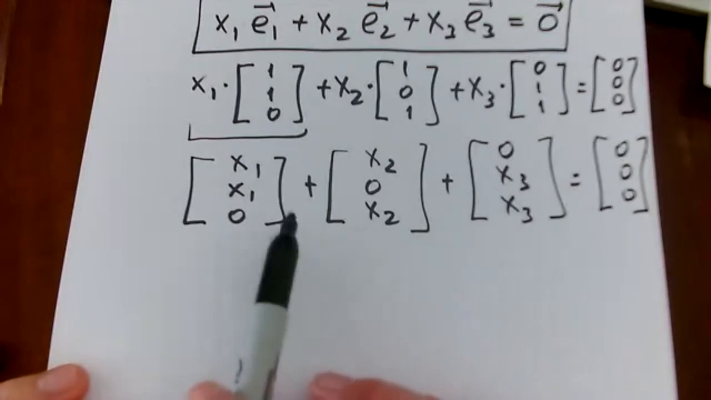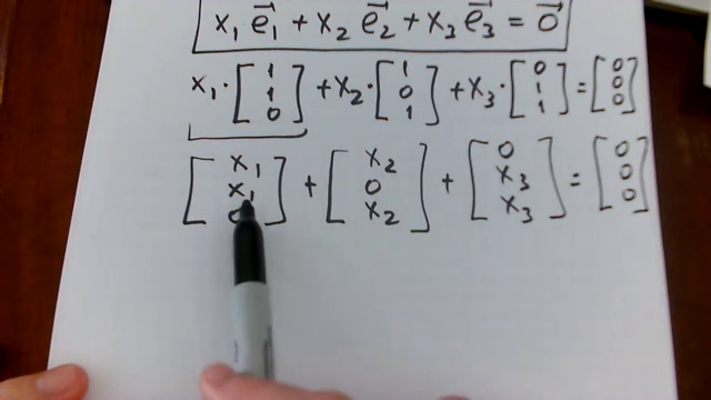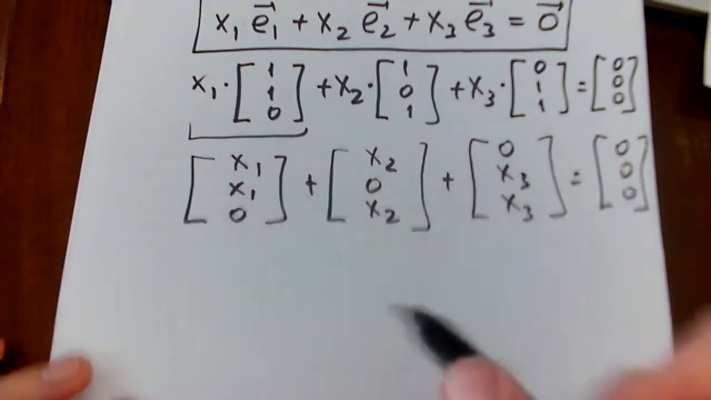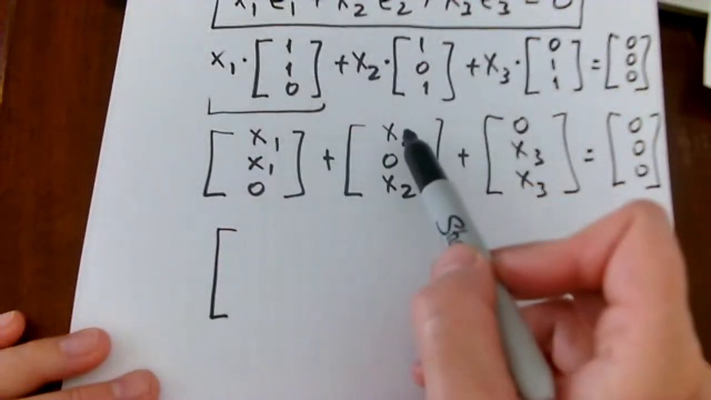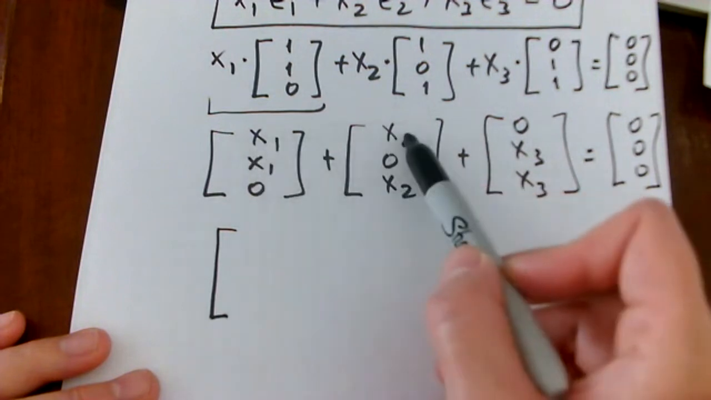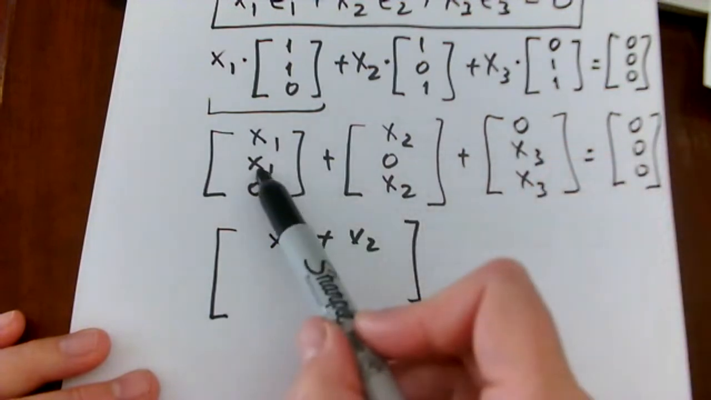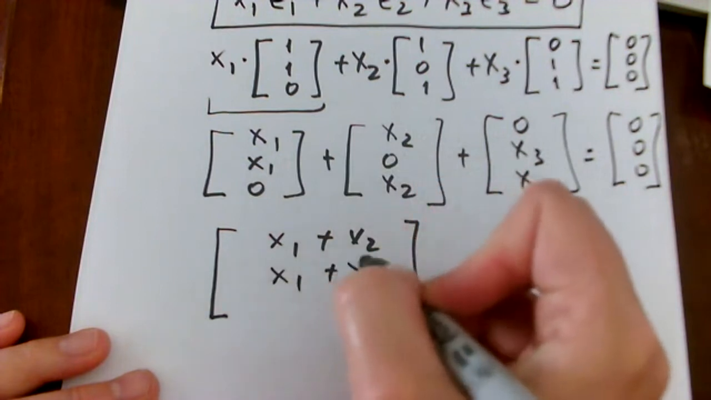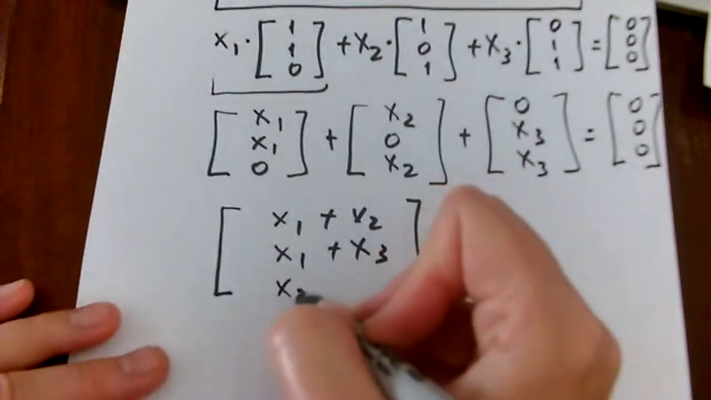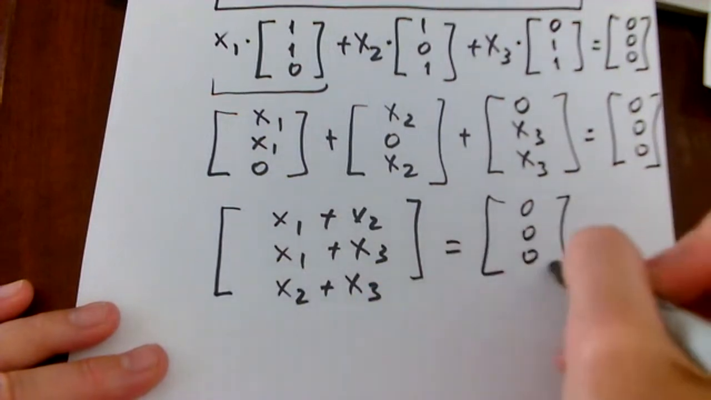And now we immediately realize that there is another matrix operation here. Three matrices of the same size are being added together. We know how to perform this operation: you add up corresponding elements. So x1 plus x2 plus 0 gives x1 plus x2, the first element. Then the second row gives x1 plus 0 plus x3, which is just x1 plus x3. And similarly, the last element will be x2 plus x3, and it's all equal to 0, 0, 0.